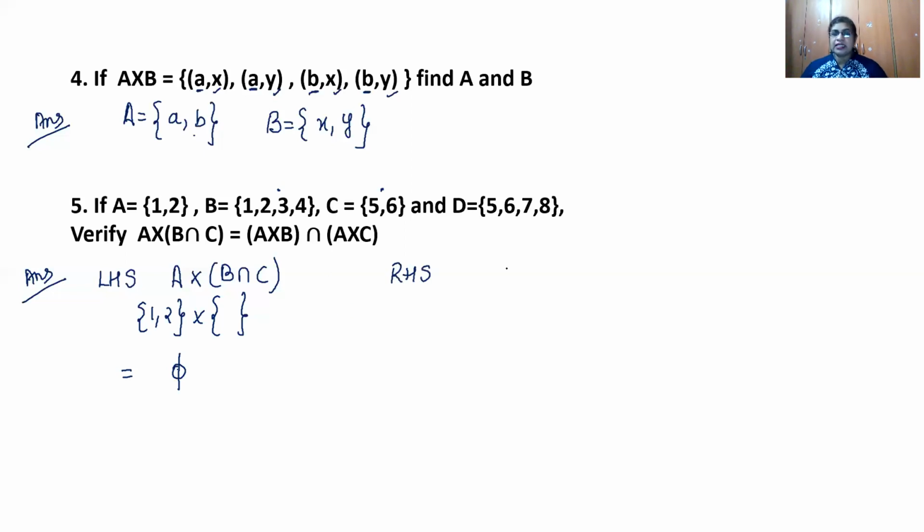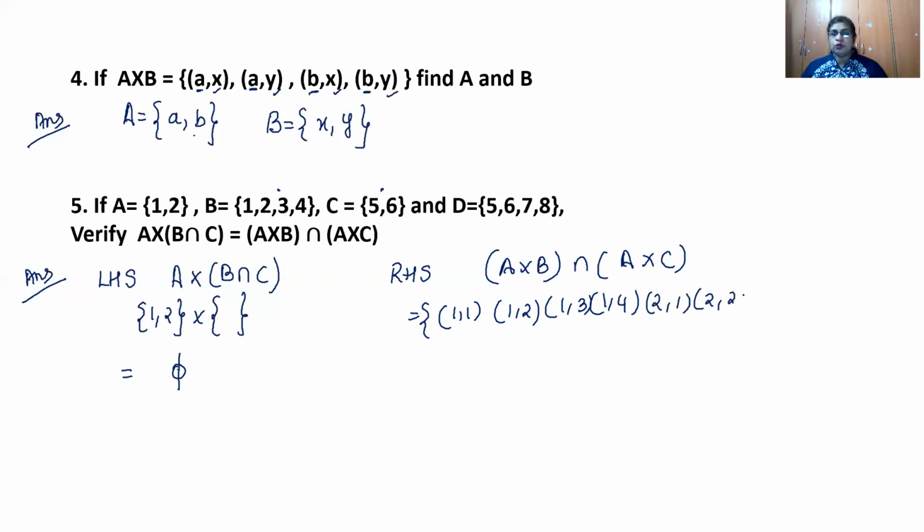Next, move on to the right hand side. Your right hand side is asking you (A cross B) intersection (A cross C). Let us first find the A cross B answer, then the A cross C answer, then check the intersection among them. So what is A cross B? It is (1,1), (1,2), (1,3), (1,4). I finished one pairing with all the elements of B. Go to the second element: (2,1), (2,2), (2,3), (2,4). So this is your A cross B.